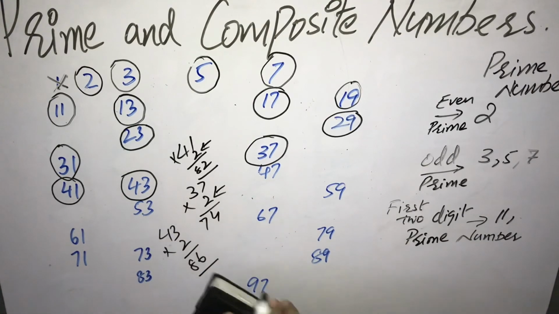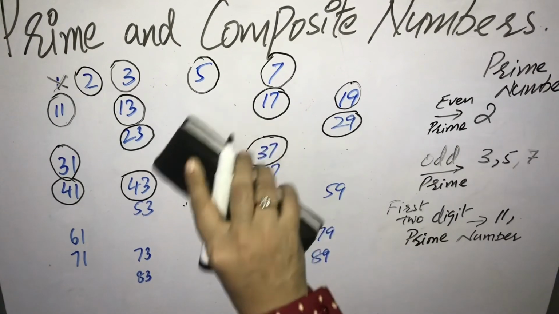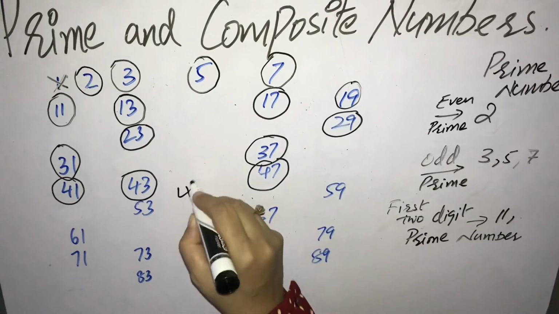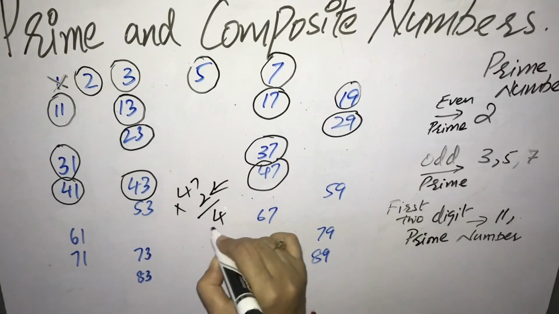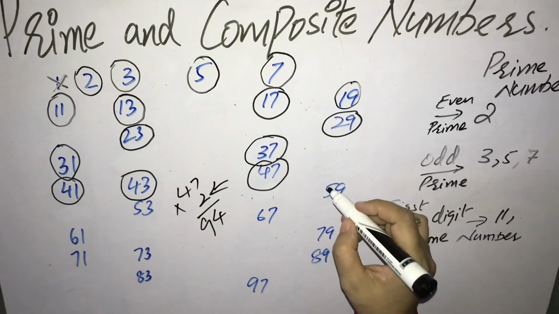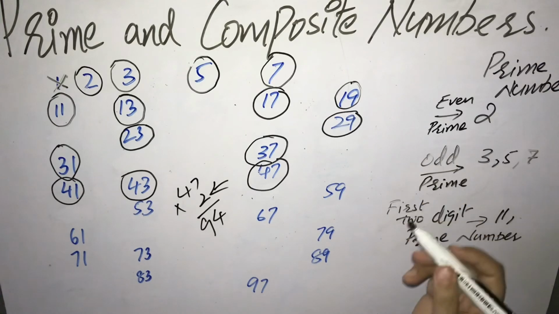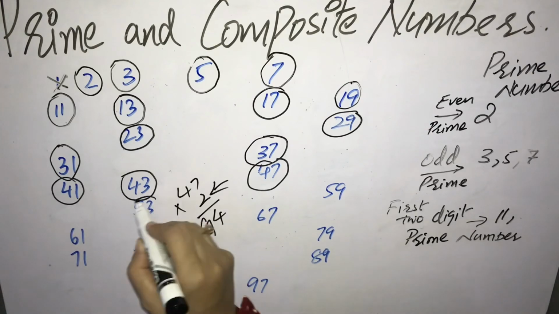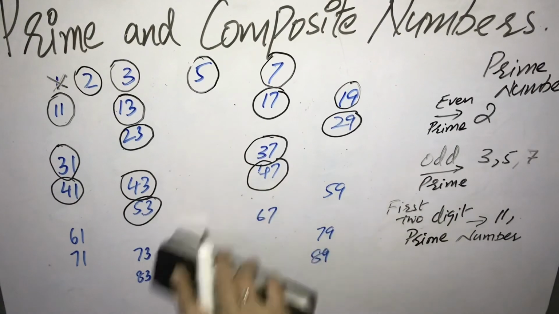44 and 45. 44 is even. 45 is a multiple of 5. 46 is even. 47, yes, 47 is there. 47 multiplied 2 will definitely not be in the list. 48 was already even. 49 was in the list of 7. 50 in the list of 2, 5 and so on. 51 was in the list of 3. 52 even. 53 is the next prime. 53 multiplied 2 will be definitely more than 100.